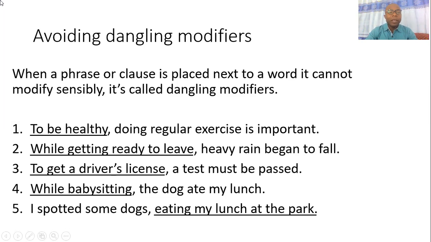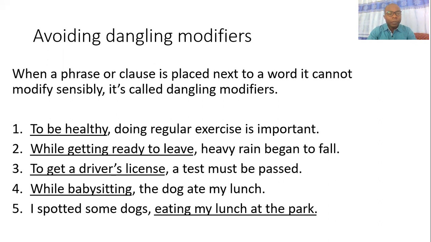What is a dangling modifier? When a phrase or a clause is placed next to a word it cannot modify sensibly, it's called a dangling modifier. So a phrase or a clause is close to something that it cannot modify. If it doesn't modify, it doesn't make sense. The sentence is weird. It's very strange. When that happens, that type of modifier that does not sensibly modify what is near is called a dangling modifier. So we're going to have some examples to clarify that.